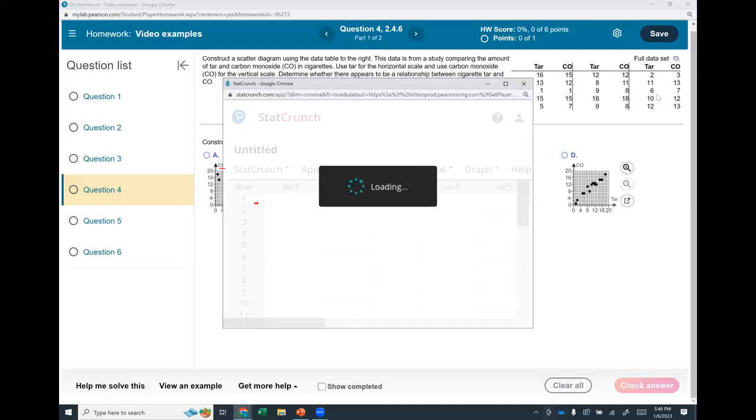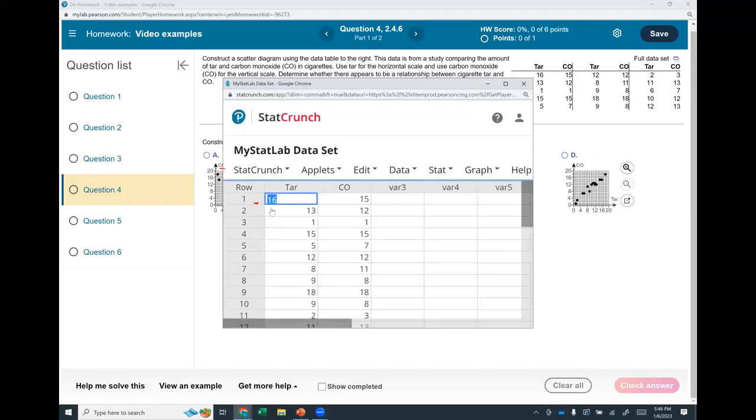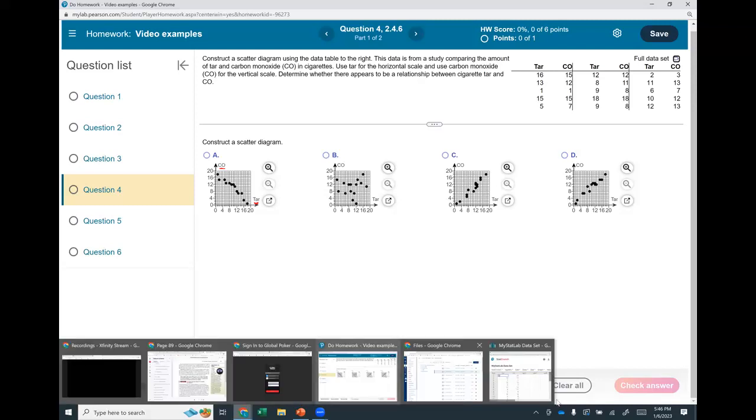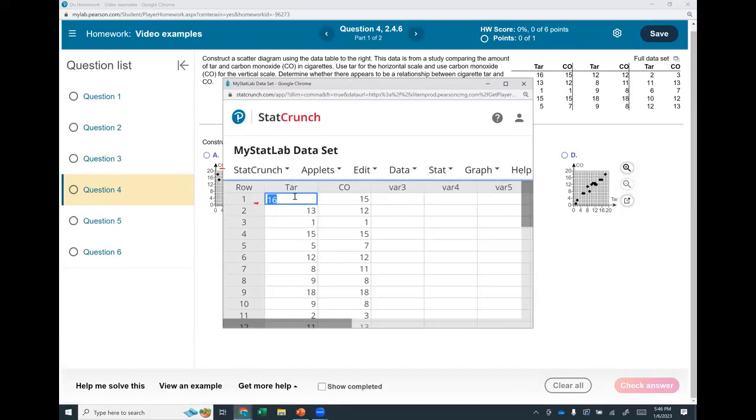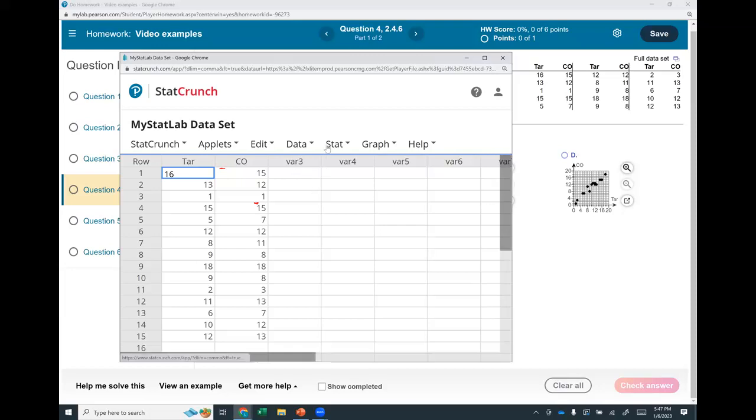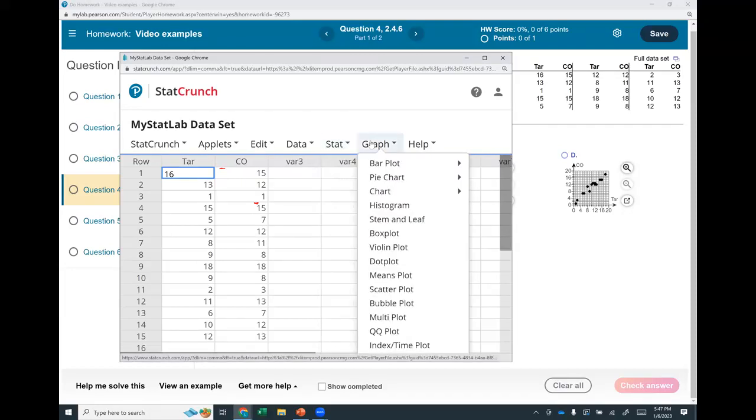And when I do that, all the data from this table is here. Notice, here's my data: my first line is 16 for tar and 15 for carbon monoxide. So I'm not going to go through all the points, but you get the point. You can do this without using StatCrunch, but I'm going to use StatCrunch because I think it will make it a little easier. So I'm going to go up here and I'm going to graph a scatter plot.